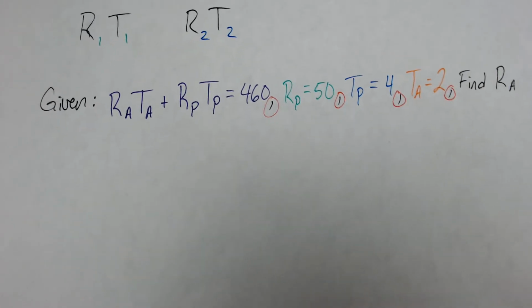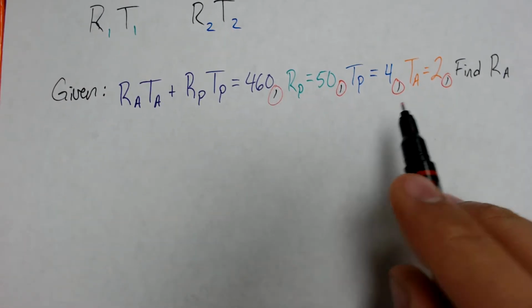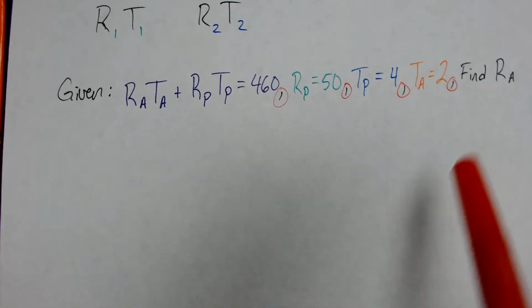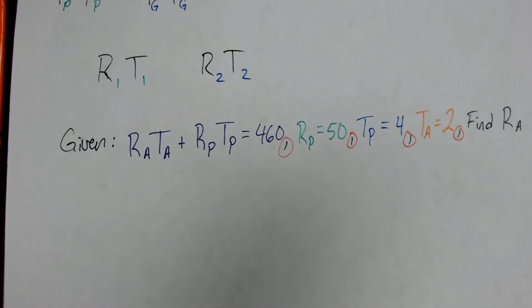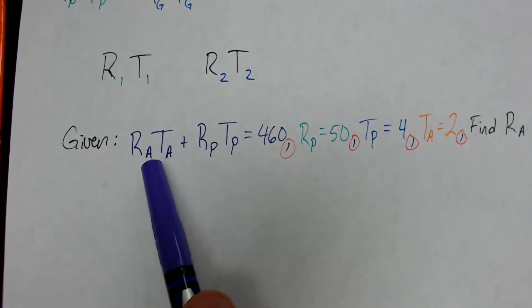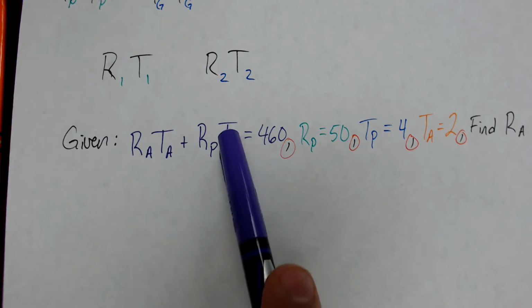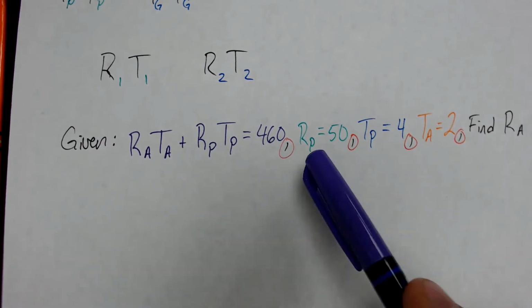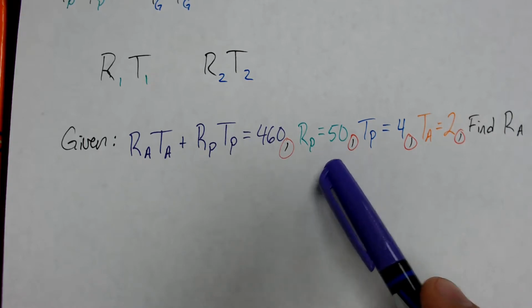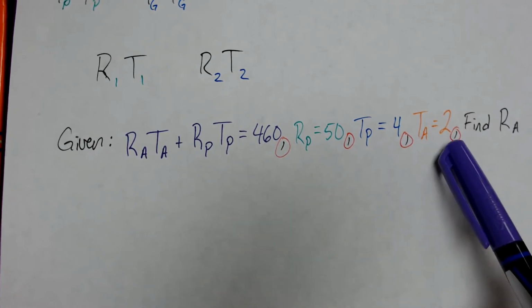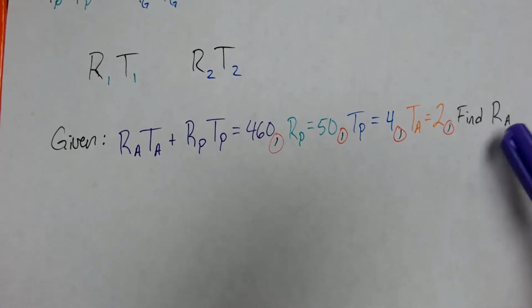Okay, so it's all written out in one line. Now I put it in different colors to show you the difference between the equations, but you have to focus on those commas in your book so you can see them. Now, given this purple equation, which says rate of A times time of A plus rate of P times time of P equals 460, and that the rate of P is equal to 50, and the time of P is equal to 4, and the time of A is equal to 2, they want you to find the rate of A.